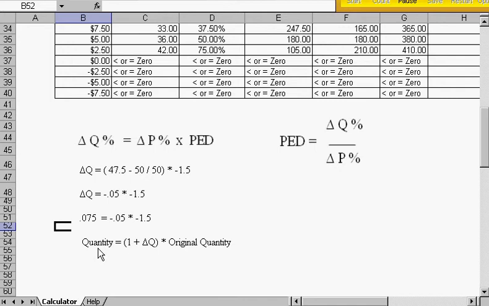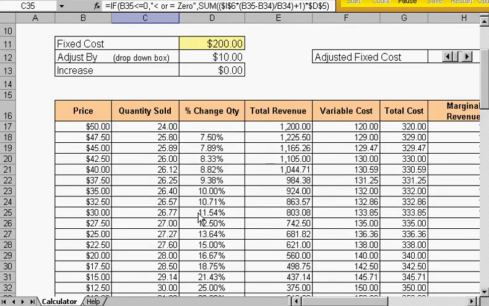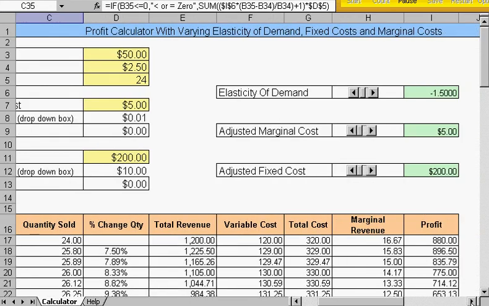We took our $47.50 minus 50 divided by 50. That's the formula for a percentage change. And we multiply that by the PED we're working with. So we have negative 0.05 multiplied by negative 1.5. That gives us a positive 0.075. To find the quantity sold in this column, we take 1 plus the delta Q percentage, and we multiply that by the original quantity. And this is how we get our quantity sold. So let's take a look.